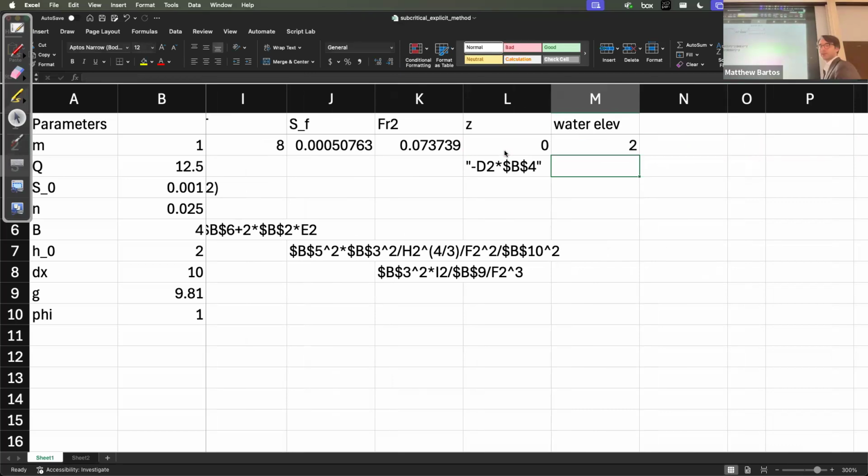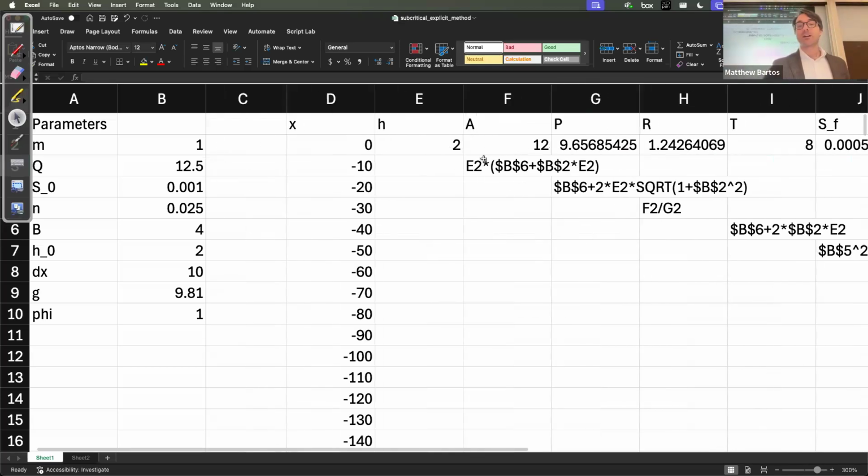Okay, so that was a lot. Luckily, we don't have to do that for every row. We can just pull these formulas down. There's one more thing we have to do though before we do that. We need to specify our depth at the next spatial step.